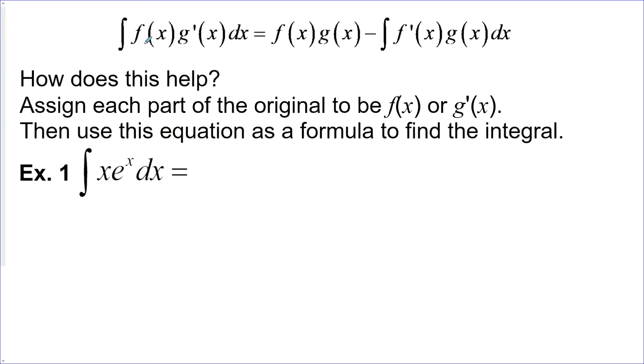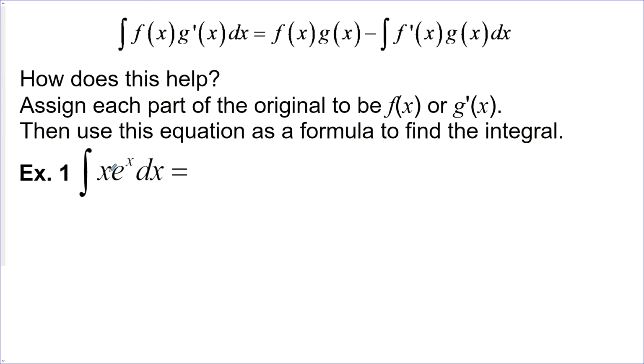So on this side, we've got f of x and g prime of x in the integral. But over here, we don't. We have something else. We've got f prime of x and g of x in the integral. And so this is a different story. We might be able to do this where we couldn't do this integral. Let's see how this will work with this example here.